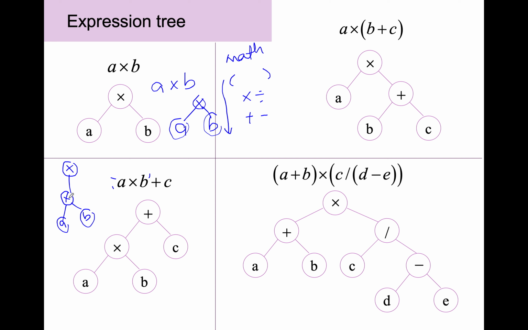This one is plus, this one is multiple. Then you have another variable or operand which is C. So over here, what you're going to do first, which is your bracket, of course. First, you're going to do B plus C.